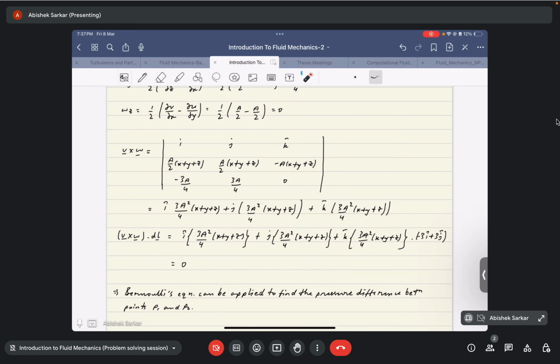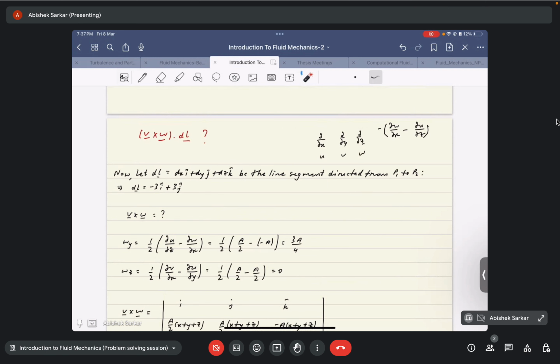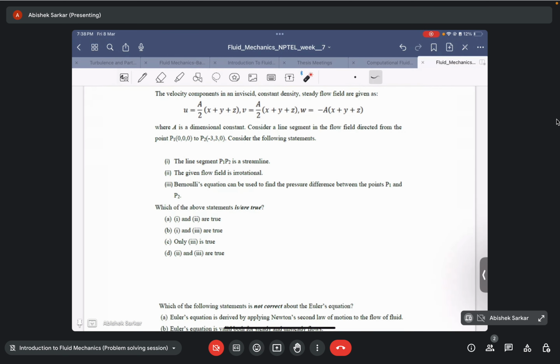But we didn't mention that it is the only condition required, or that if the flow field is rotational, then we can never apply Bernoulli's equation between any 2 points in the flow field. So this condition of v cross omega dot dl being equal to 0 is also one of the conditions where we can apply Bernoulli's equation to find the pressure difference between any 2 points in the flow field, even if the flow field is rotational. So it's very important and crucial. I insist that you revisit the lectures and cross verify what I am claiming here. So the only correct option is option C, this only 3 is true.